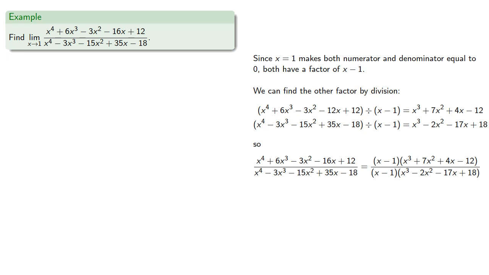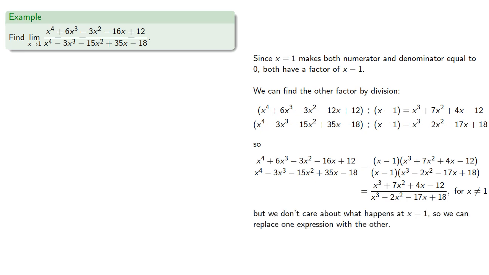And we can remove the common factor, and because we're dealing with the rational expression, we can only have equality as long as x is not equal to 1, but because we're taking a look at the limit, we don't actually care about what happens at x equals 1, so we can replace one expression with the other.